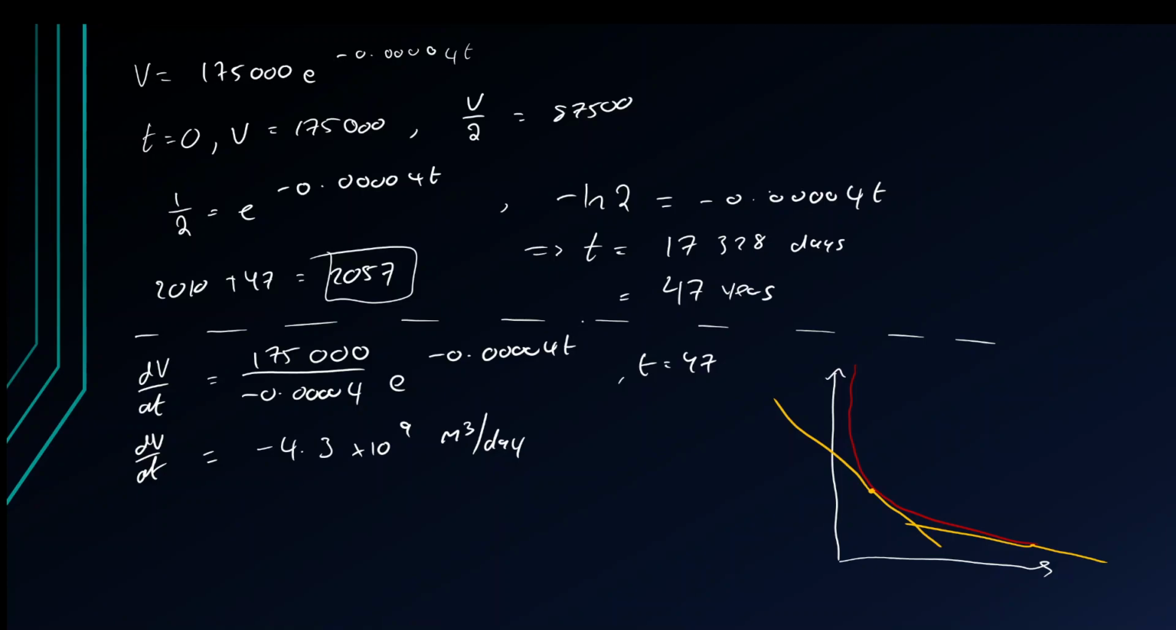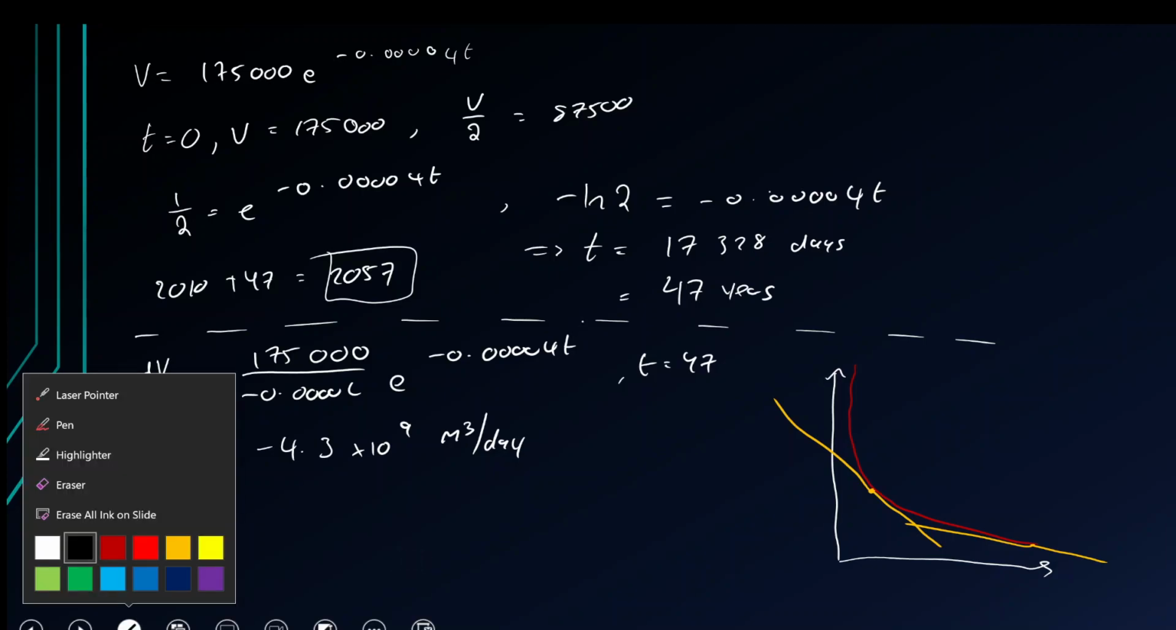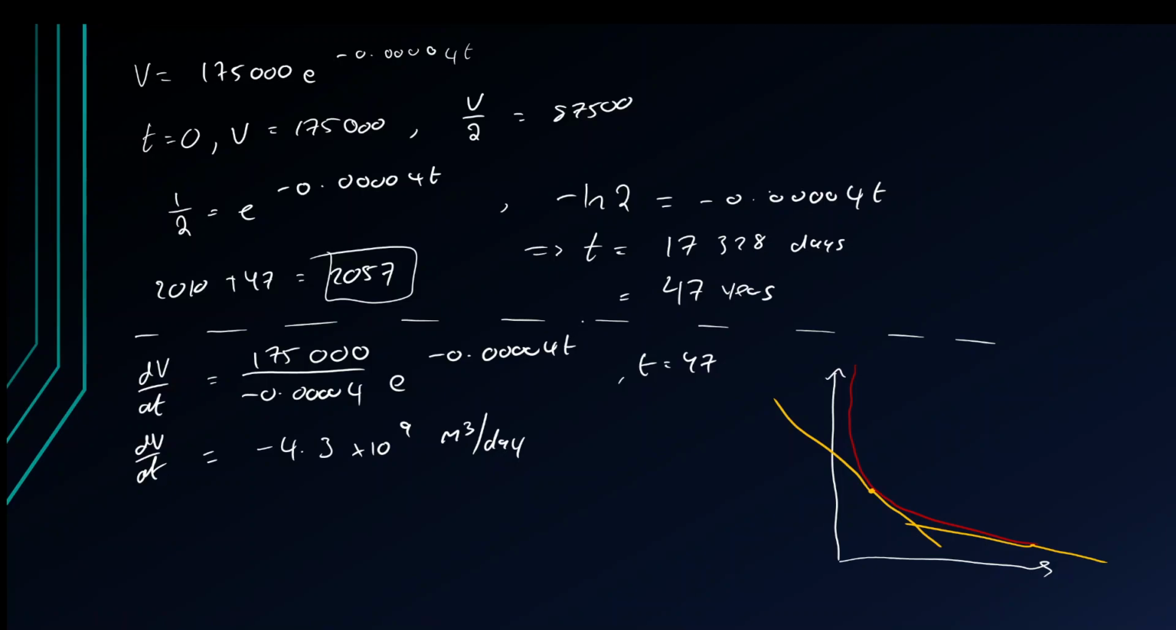Now, the area of expanding, we're told, is 0.01, but we're told to just find the flow rate. So the flow rate is just minus 4.3 times 10 to the 9 cubic meters per day. Then we're told to comment on why the model's not very accurate. Obviously, for large values of t, models tend to get very inaccurate.